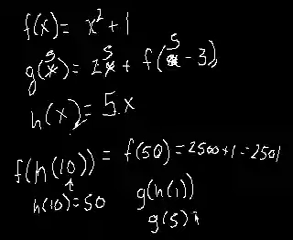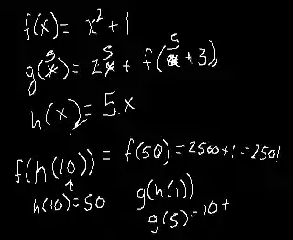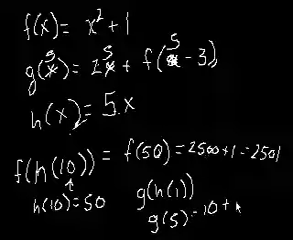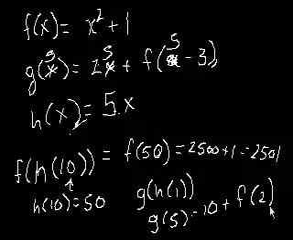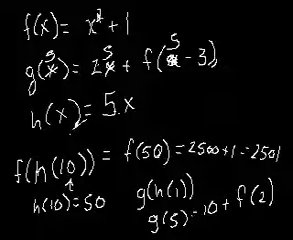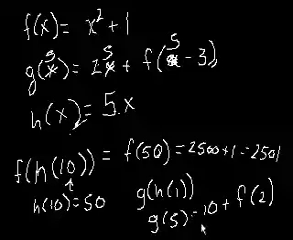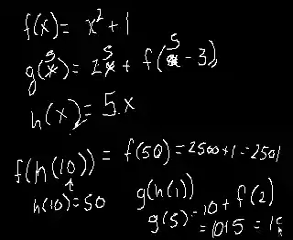Well, that's equal to 2 times 5 is 10 plus f of 5 minus 3. Well, 5 minus 3 is 2, plus f of 2. What's f of 2? Well, 2 squared plus 1 is 5, right? F of 2 is 5. So that equals 10 plus 5, which equals 15.